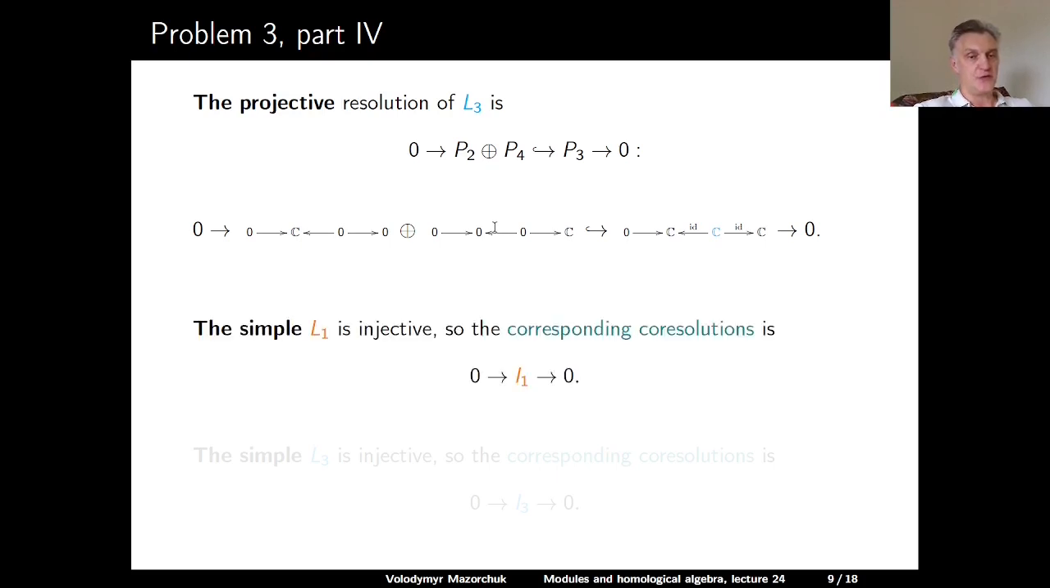Now about injective co-resolutions. L1 is injective, so the corresponding injective co-resolution consists of I1 staying at the homological position 0. L3 is injective, so the corresponding co-resolution consists of I3 at the homological position 0.